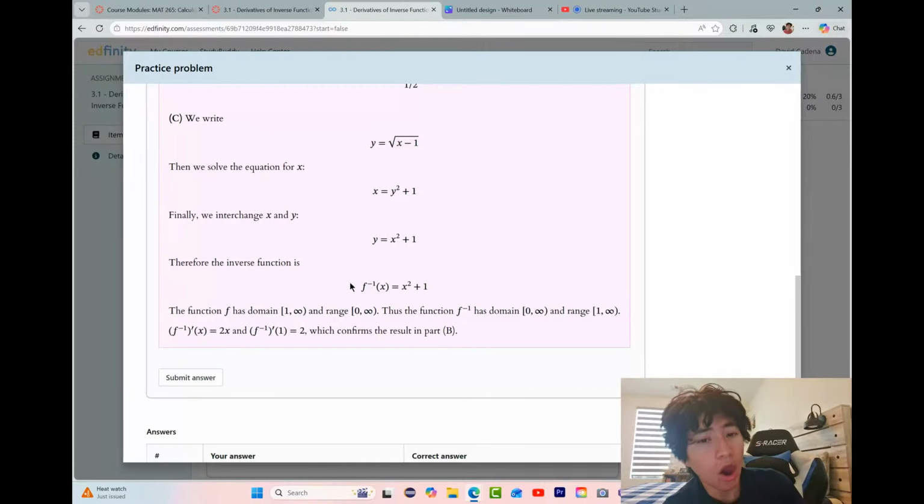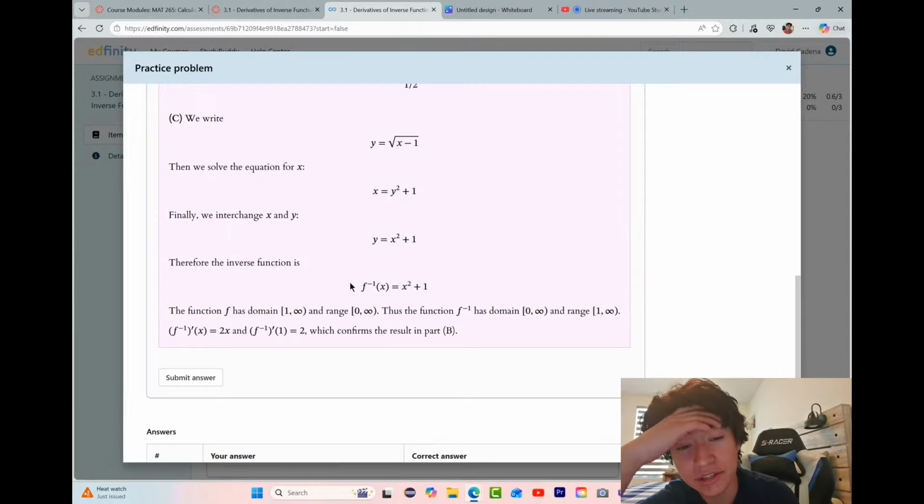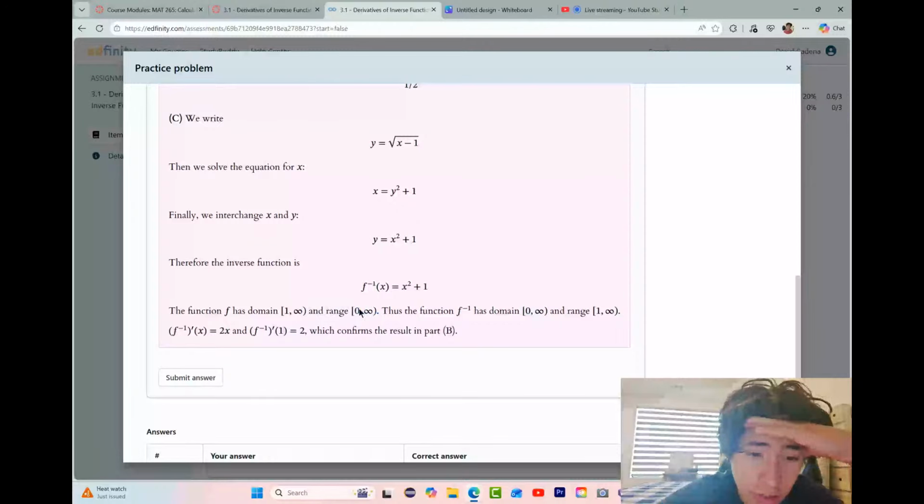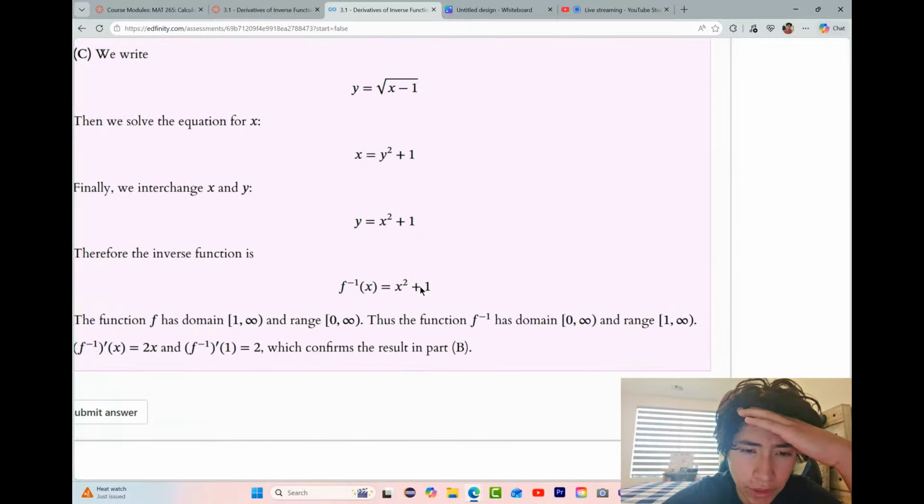Oh, I see. We have a parabola. So we have to restrict the domain so it passes the horizontal line test. Oh, that makes so much more sense. And the range is not, yeah, because if it's 1, 1 squared is 1, 1 plus 1 is 2. Wait, and how did we get 0 in the range? I think this is wrong. You can't get 0 here. That's actually impossible.